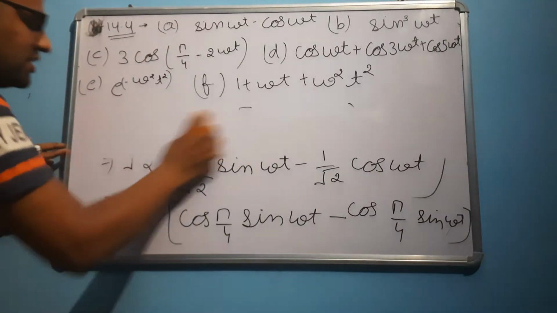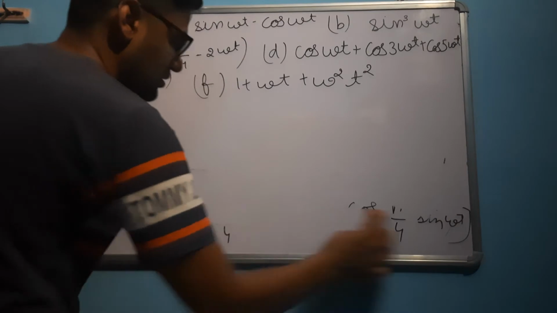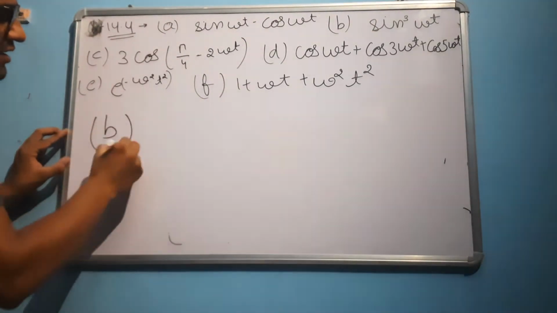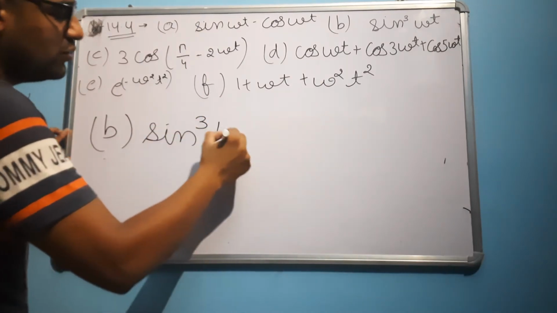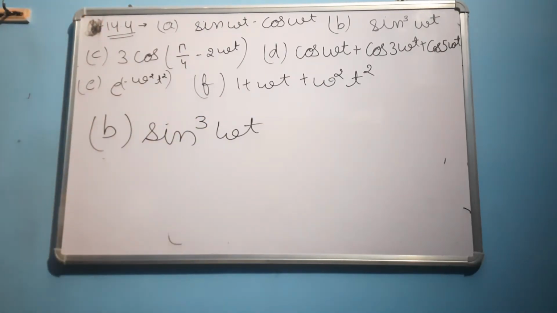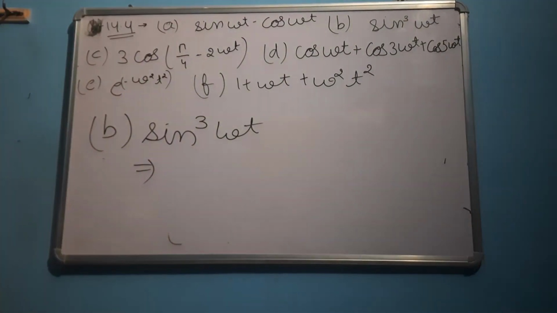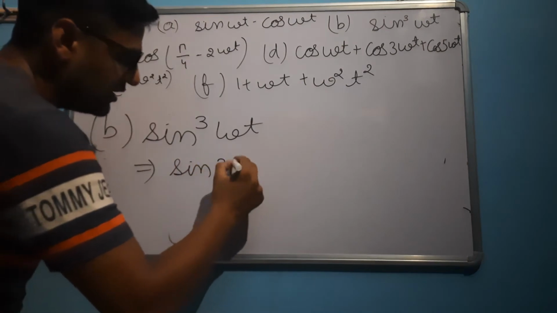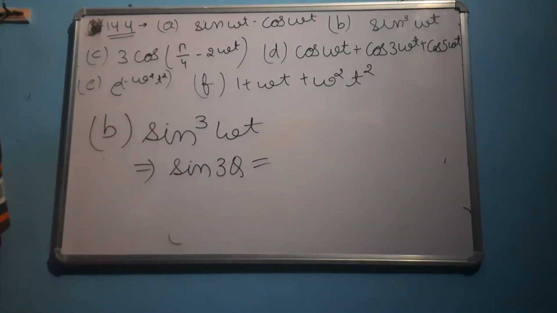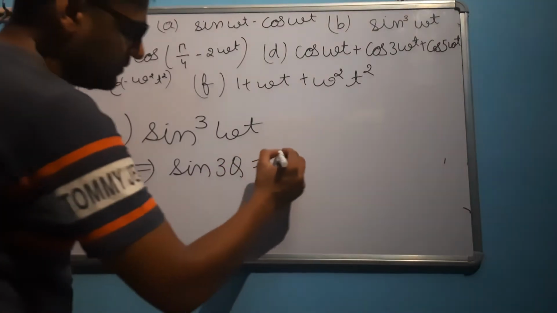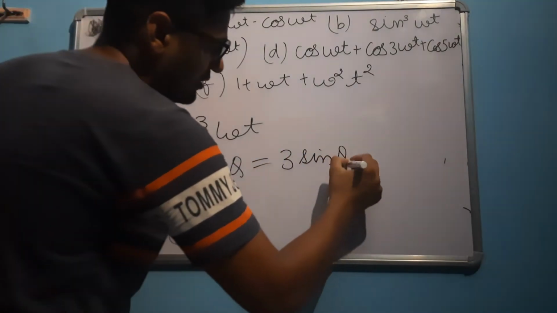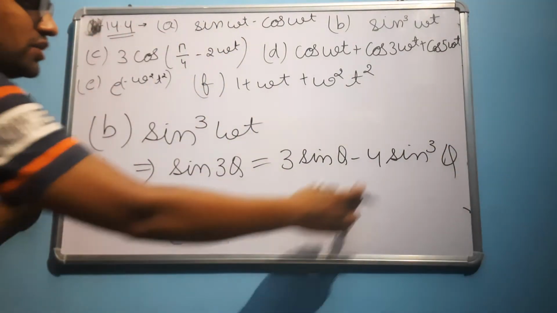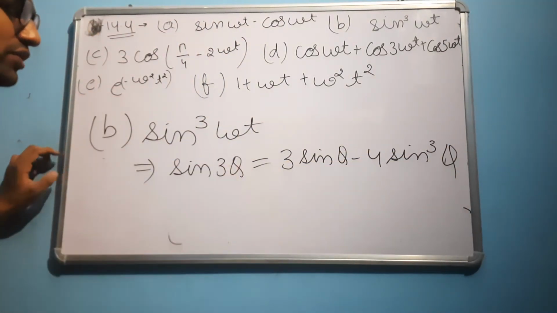Now let's move to the second option. What is the second option? Here it is B, sin cube omega t. First of all, let's solve it. We have the formula of sin 3 theta, which is equal to 3 sin theta minus 4 sin cube theta. We need to arrange this, so we have to rearrange it.